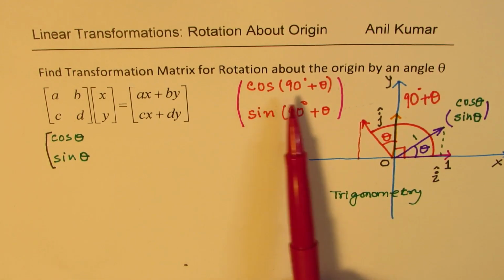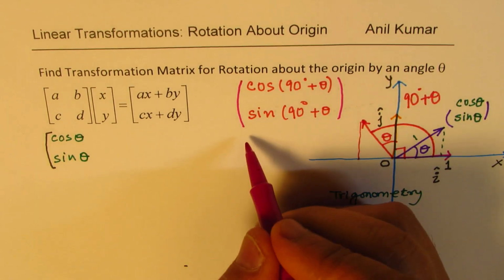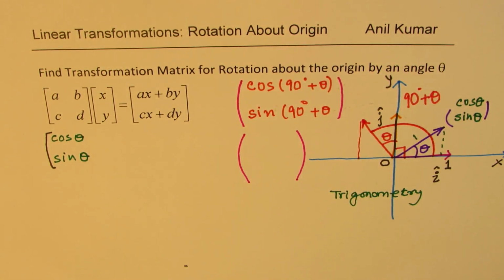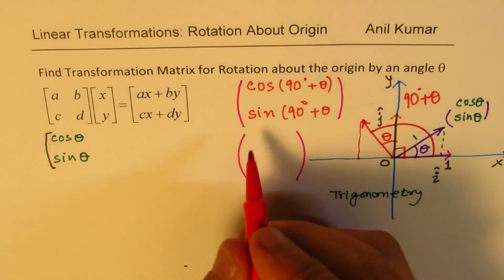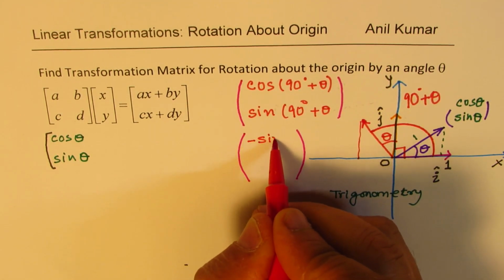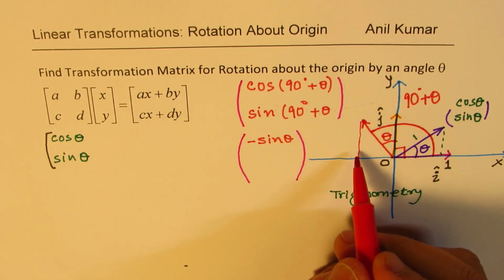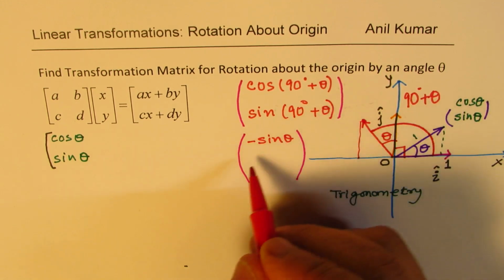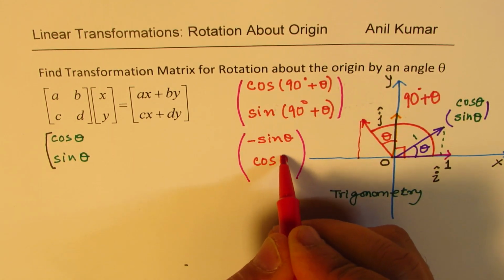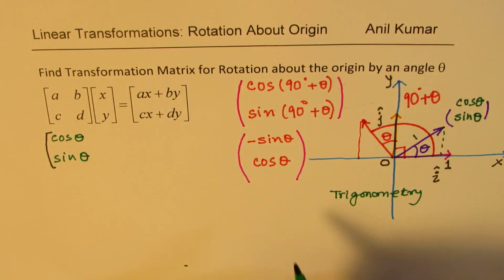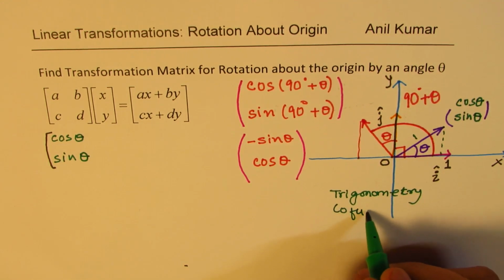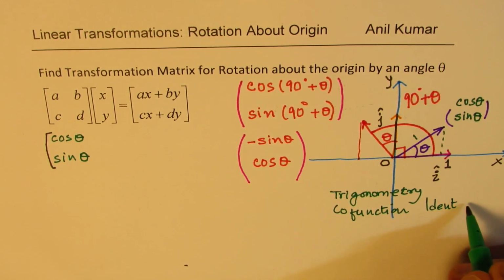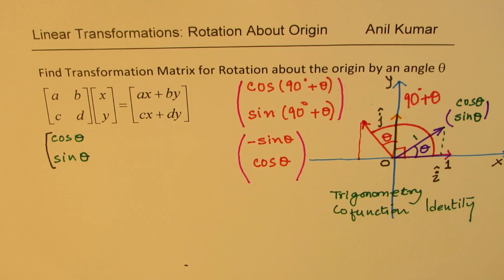Now what is cos of 90 plus theta? Well, cos of 90 plus theta can be written as minus sine theta. Perfect. So that could be written as minus sine theta. Cosine is negative in quadrant 2. As far as sine of 90 plus theta is concerned, it could be written as positive cos theta, right? So that is just to remind you of the co-function identity. Correct? Which is very simple to understand.